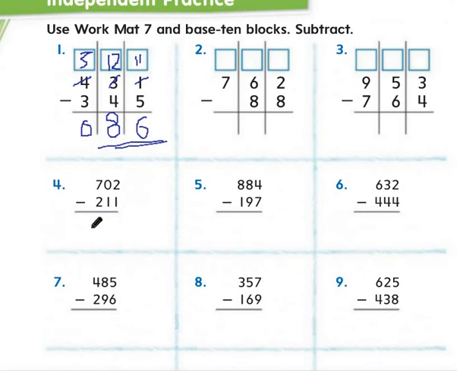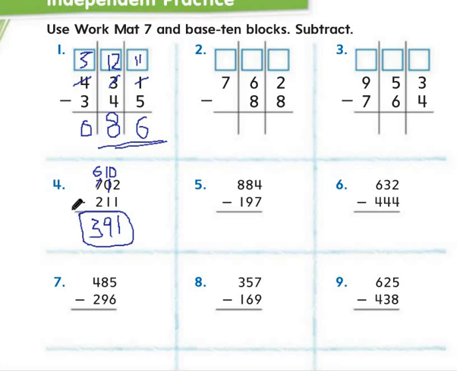Let's solve equation number 4. 702 minus 211. Again, we will start with ones. 2 minus 1 equals 1. We don't have to regroup here. Now 0 minus 1. We don't have tens at all. We have to regroup. So this 7 is going to be 6, and this 0 is going to be 10. 0 plus 10 equals 10. Now 10 minus 1 equals 9. 6 minus 2 equals 4.